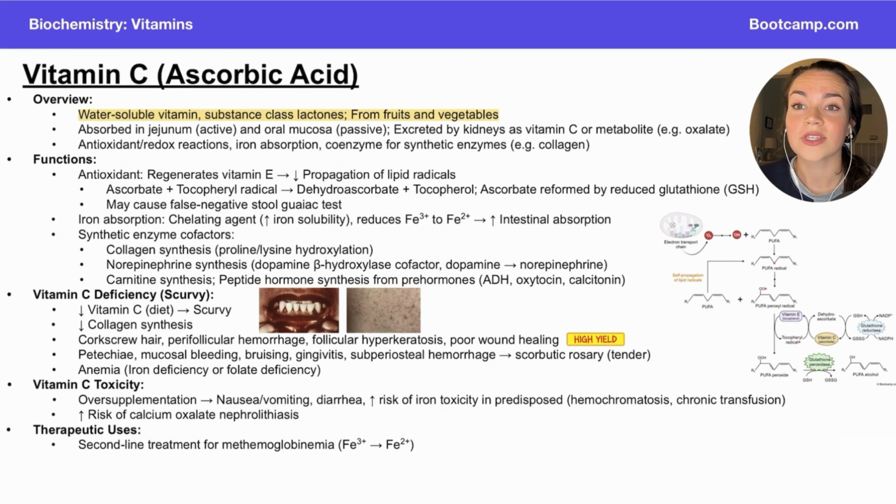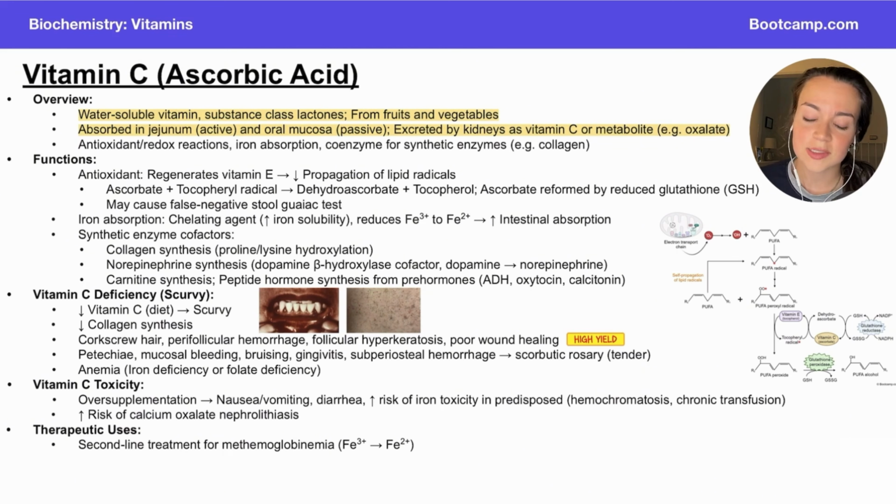When you eat these fruits and vegetables, the vitamin C can be absorbed actively in the jejunum or passively via the oral mucosa. So it can be absorbed in either of those ways and then excreted by the kidneys as vitamin C or a vitamin C metabolite like oxalate.